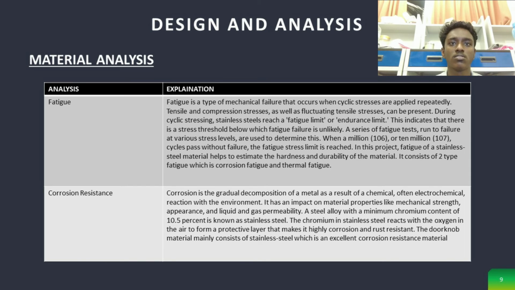Next, corrosion resistance. Corrosion is the gradual decomposition of a metal as a result of chemical, often electrochemical, reaction with the environment. It has an impact on material properties like mechanical strength, appearance, liquid and gas permeability. A steel alloy with a minimum chromium content of 10.5% is known as a stainless steel. The chromium in the stainless steel reacts with the oxygen in the air to form a protective layer that makes it highly corrosion and rust resistant. The doorknob material mainly consists of stainless steel, which is an excellent corrosion resistant material.